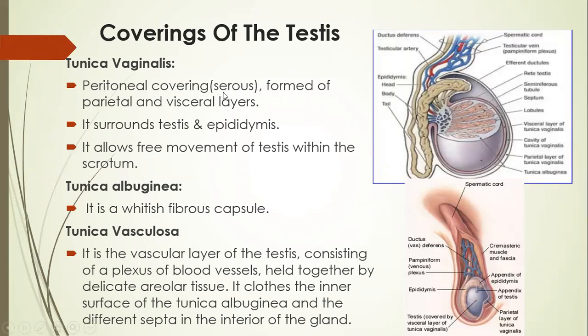So this peritoneal covering is called the serous cavity, formed of two layers. One is the parietal layer outside, and the second one is the visceral layer. This is the parietal layer of the tunica vaginalis, and the inner layer is called the visceral layer, the part of the peritoneum which is directly adherent to the testis itself. That is called the visceral layer of the tunica vaginalis.